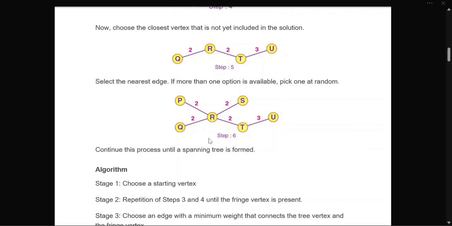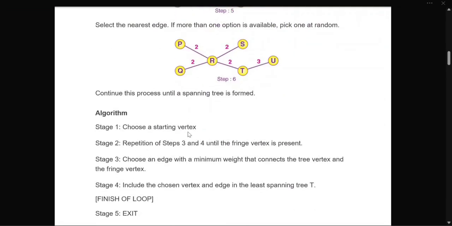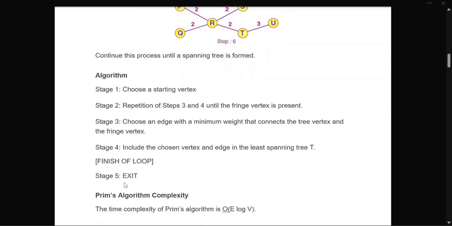Now let us look at the algorithm. Step 1. Choose the starting vertex as we discussed above. Step 2. Repeat steps 3 and 4 while a fringe vertex is present. Step 3. Choose an edge with the minimum weight that connects the tree vertex and the fringe vertex. Step 4. Include the chosen vertex and edge in the minimum spanning tree T. Step 5. Exit.